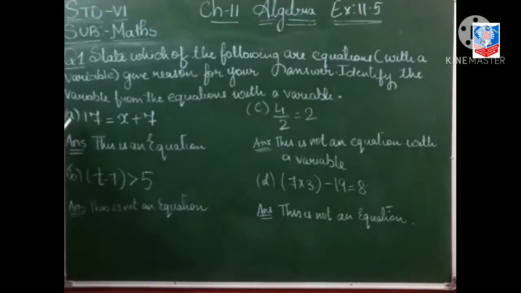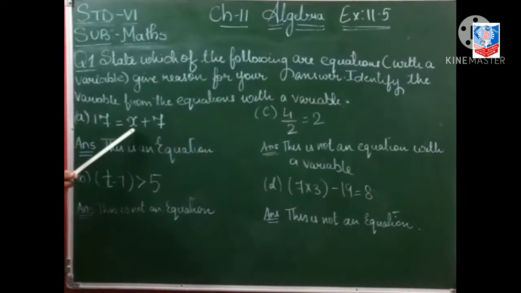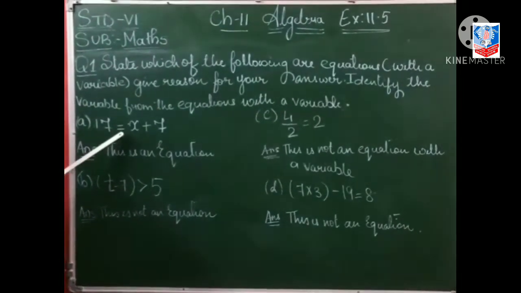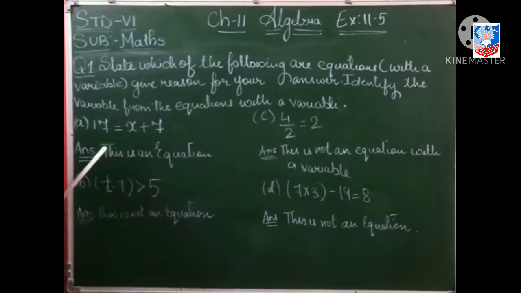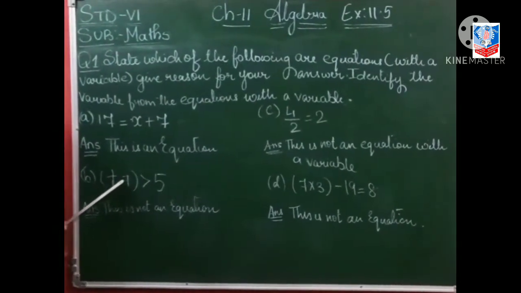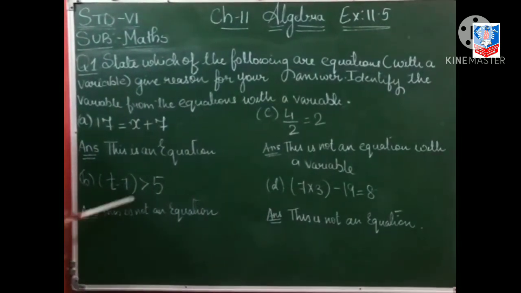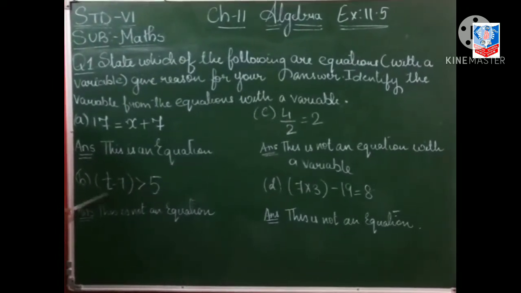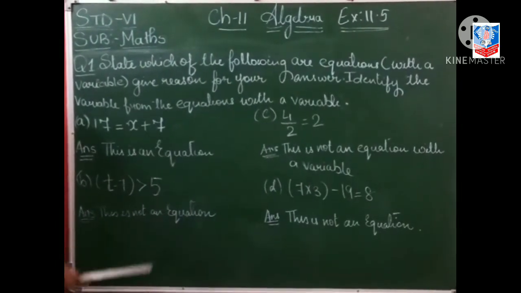See, first is 17 is equal to x plus 7. Now see, here the variable is x and it has an equality sign. That means left hand side is equal to right hand side. So this is an equation. Number 2, t minus 7 is greater than 5. Now see, which sign is this? This is the greater than sign. That means left hand side is greater than right hand side. So this is not an equation.